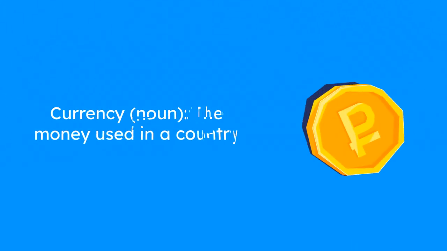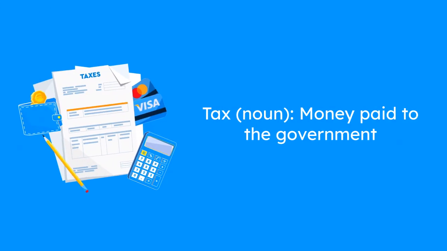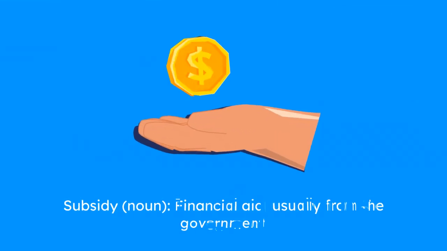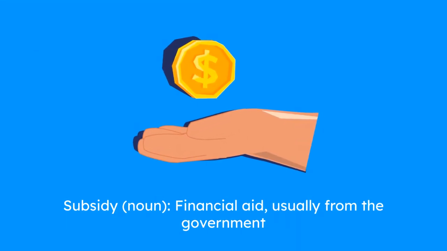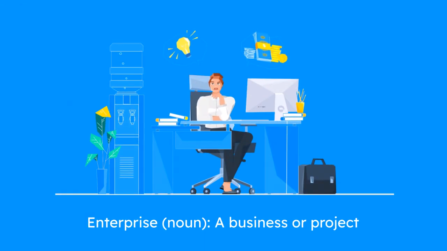Currency, noun, the money used in a country. Example: the dollar is a strong currency. Tax, noun, money paid to the government. Example: taxes fund public services. Subsidy, noun, financial aid, usually from the government. Example: farmers receive subsidies for their crops. Enterprise, noun, a business or project. Example: starting an enterprise is challenging.